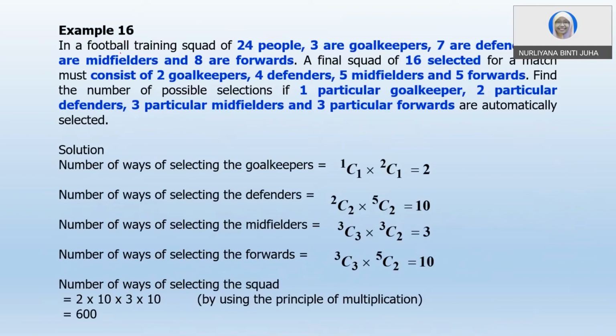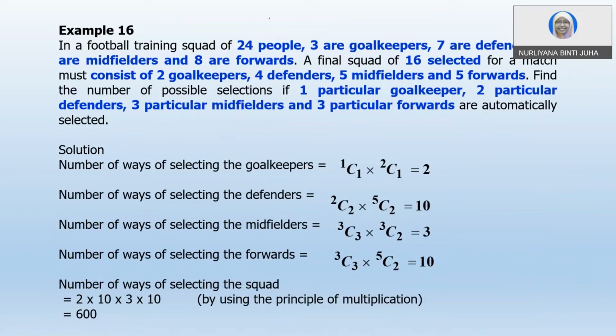Example 16, in a football training squad of 24 people, 3 are goalkeepers, 7 are defenders, 6 are midfielders, and 8 are forwards. A final squad of 16 selected for a match must consist of 2 goalkeepers, 4 defenders, 5 midfielders and another 5 forwards. So find the number of possible selections if one particular goalkeeper, 2 particular defenders, 3 particular midfielders, and 3 particular forwards are automatically selected.